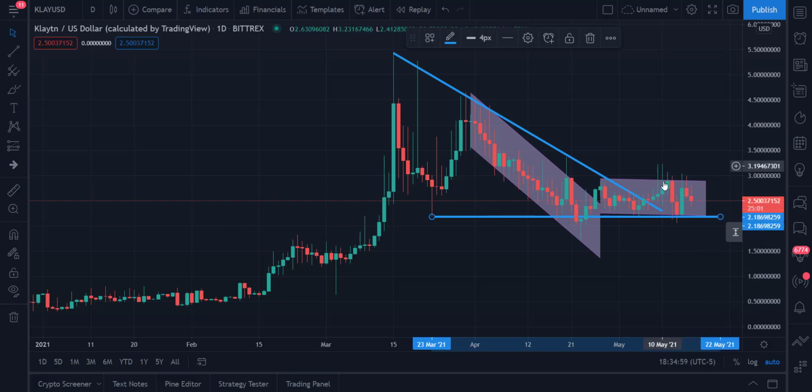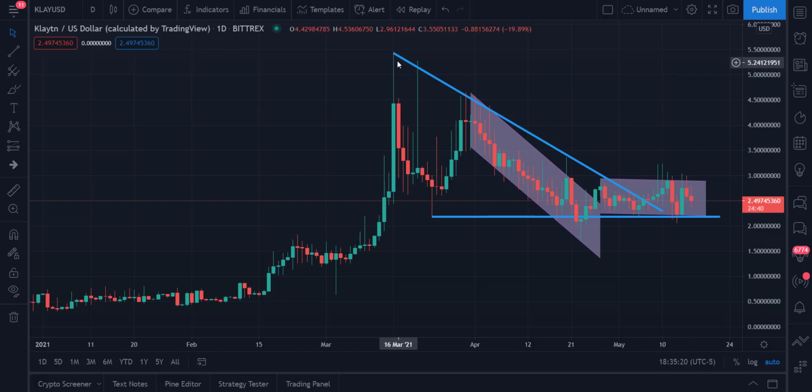We are out of this triangle, which is positive. So maybe we are about to pop in Klaytn. That'd be great to see. I think it easily could double in price from here, where it is right now, $2.50. We had a high of essentially, what is the high there? $5.45, almost $5.50. So this coin clearly has the ability to retest its highs. We're just waiting on that to happen.